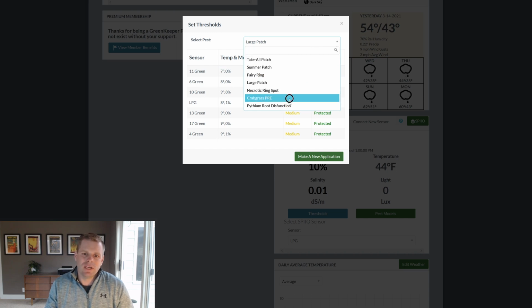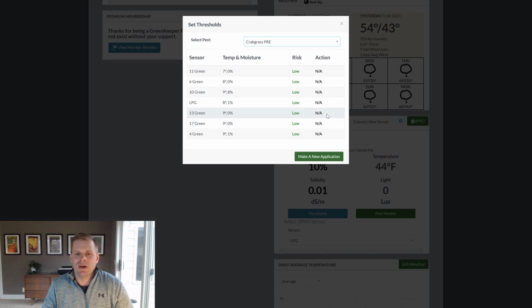We do have things like crabgrass pre-emergence, and kind of helping to figure out when that crabgrass has to go out. But adding this feature with SPIIO, with the pesticide records and our models really helps turf managers stay ahead of the different diseases and pests.